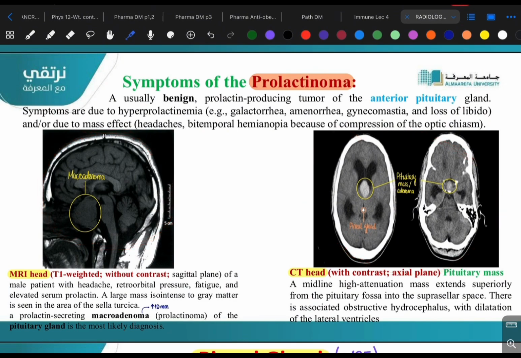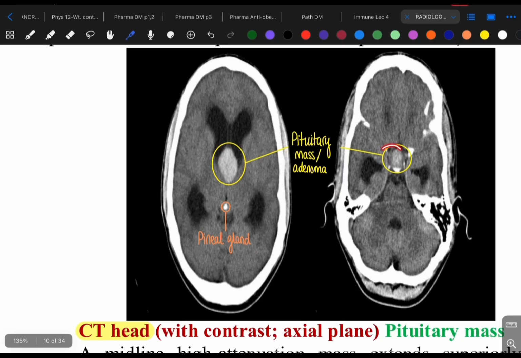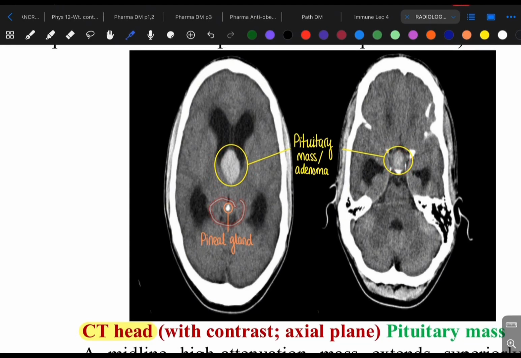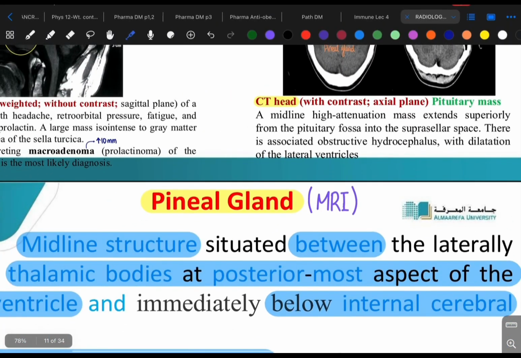تمام? Here we have macroadenoma, and this is just general information. How do we decide if this is micro or macro? Macro is usually more than 10 millimeters. تمام? So when it's more than 10 millimeters, that means this is a macroadenoma. If it's less than 10, that means it's micro. تمام? Here we can see this is the pituitary mass or adenoma. Here we can see them. And here we have the pineal gland, which we'll be seeing in a minute, okay? So let's move to the pineal gland now.